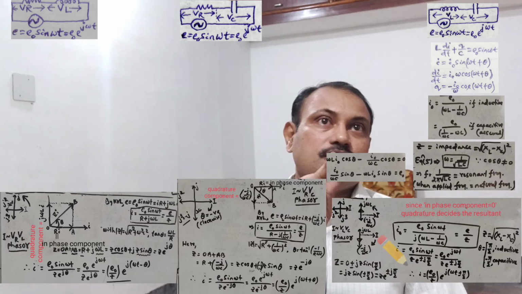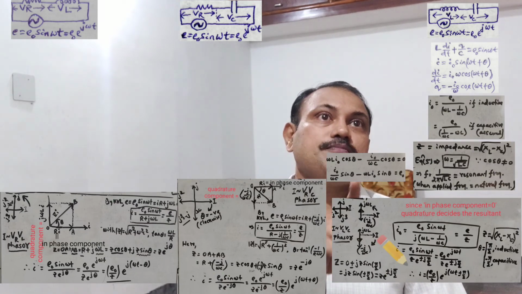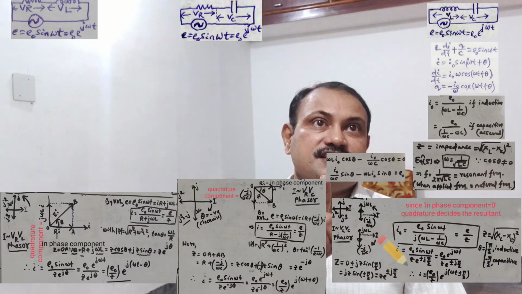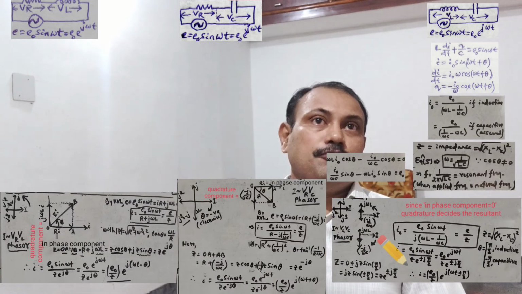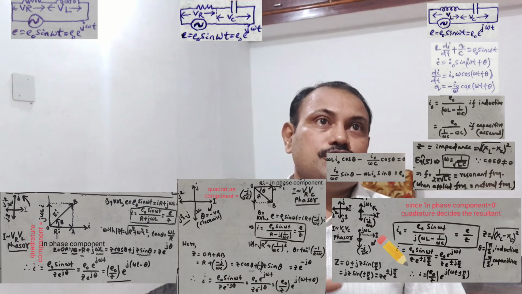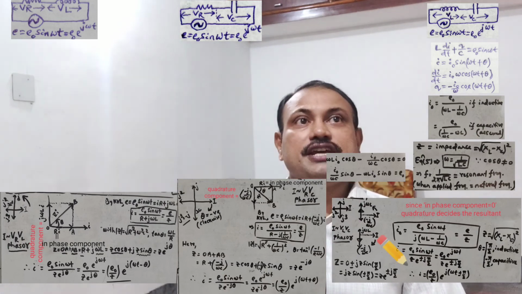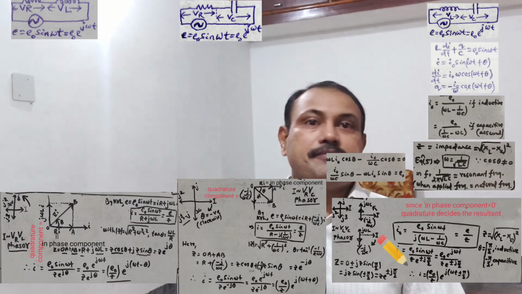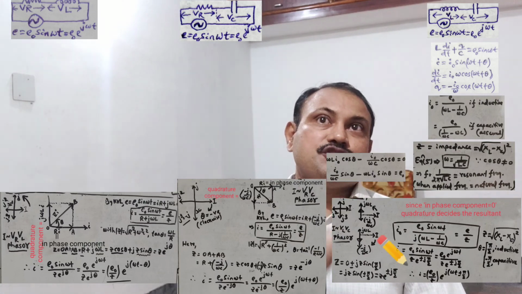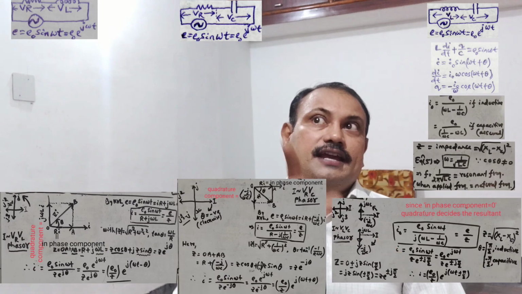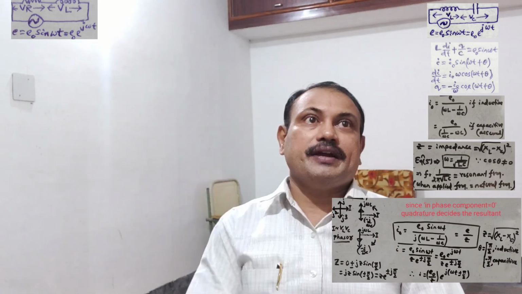That will give us E0 times e to the power j omega t upon Z into e to the power plus or minus j pi by 2. Therefore, I finally equal to E0 by Z times e to the power j(omega t plus or minus pi by 2). And here it is omega t plus pi by 2 when this circuit is capacitive. If it is inductive, then it is omega t minus pi by 2.